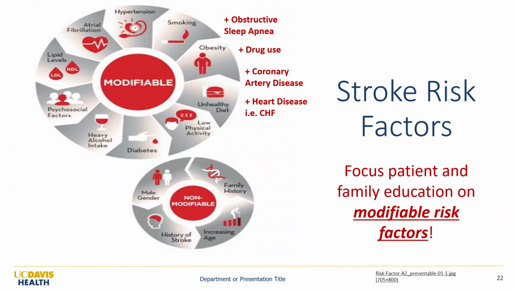Non-modifiable risk factors, which we can mention to patients, but we aren't really able to teach on these because there's not much we can do about them. Things like gender, race, age, and family history. So how do you teach about modifiable risk factors?